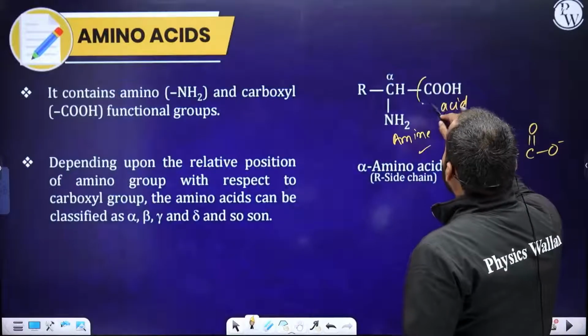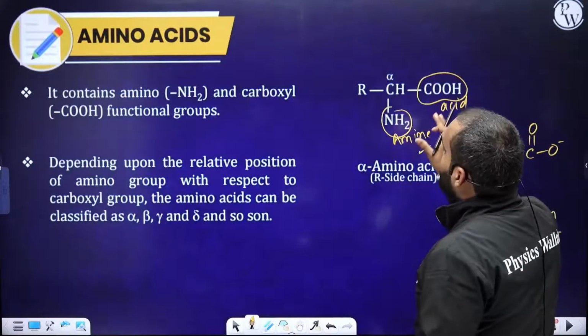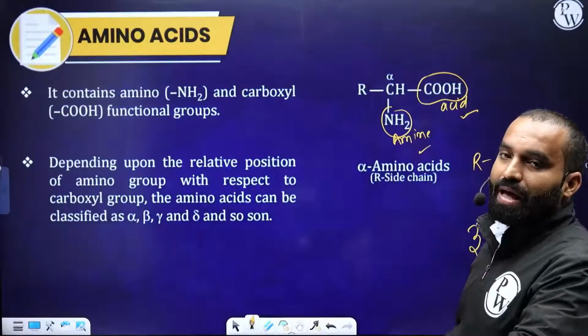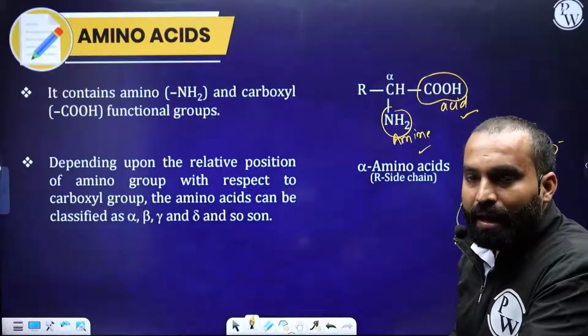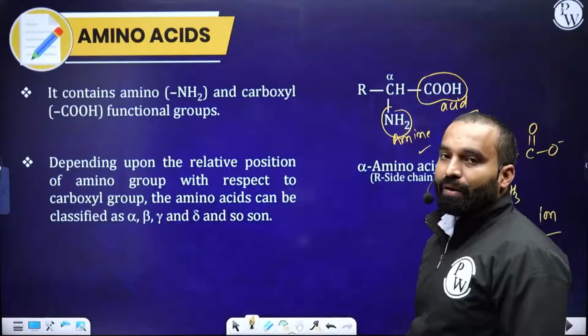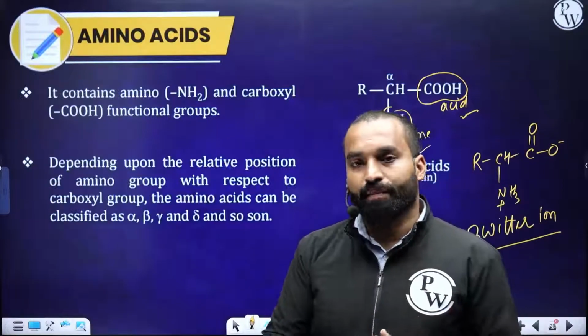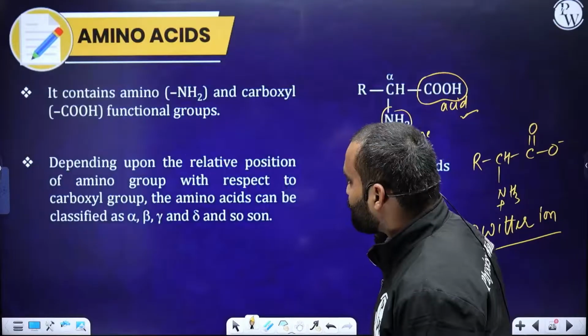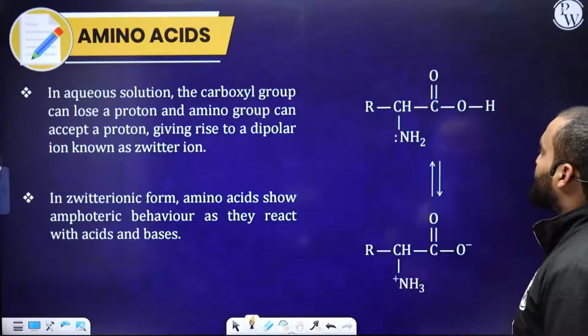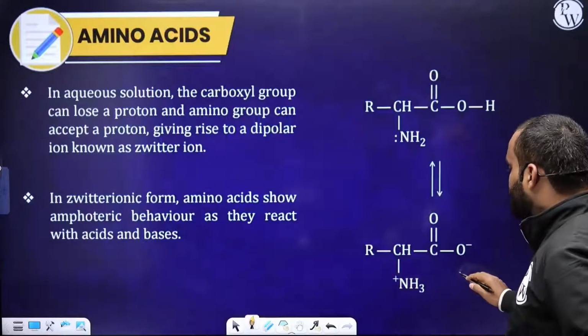If COOH and NH2 are both present on the same carbon, they are known as an alpha amino acid. This is an alpha amino acid, and the R group can be alkyl or aryl or any sort of carbon-based chain. Then we are going to discuss how they are actually present in the medium. This is what I just told you.